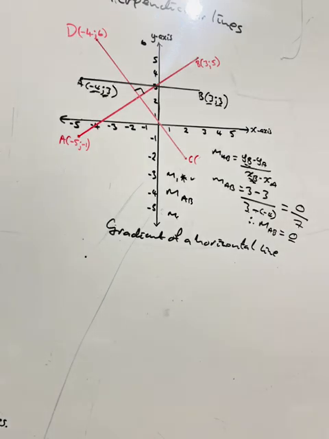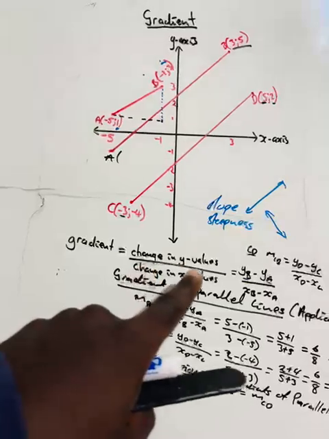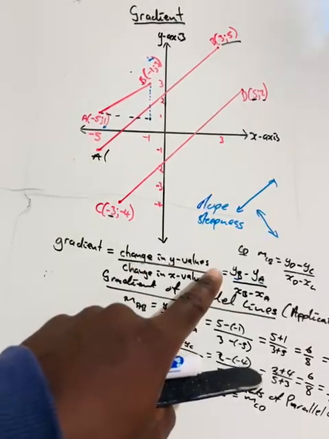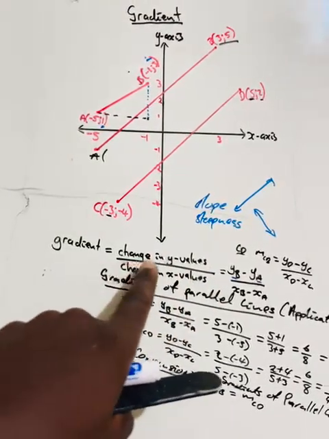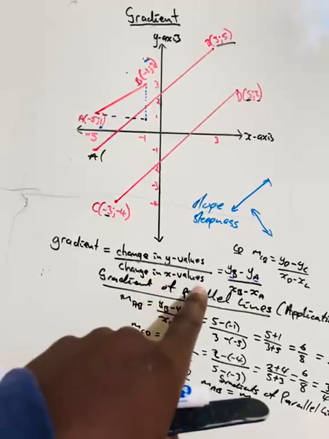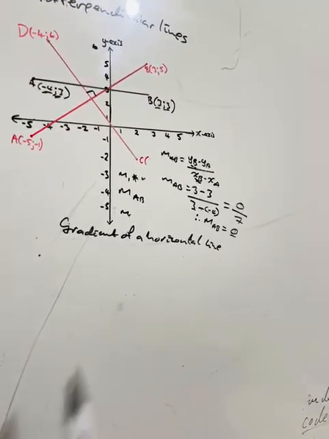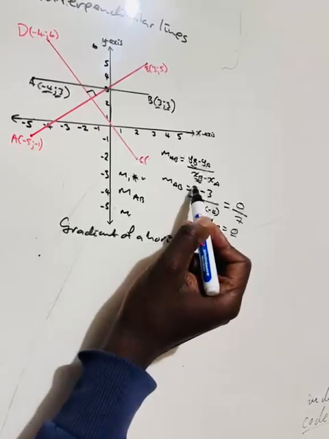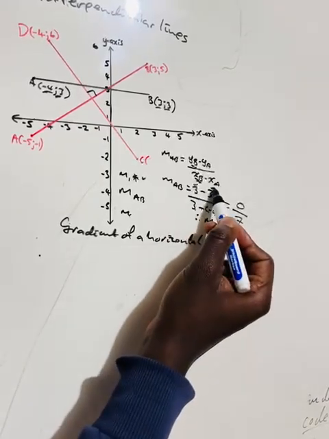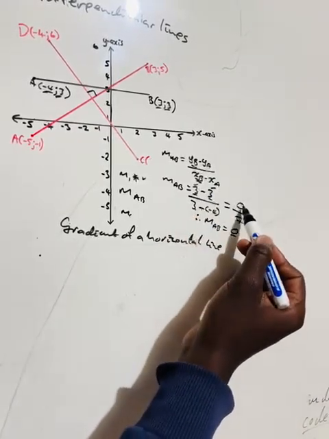Why are we having a 0? Because remember, here we said that gradient is equal to change in y values over change in x values. Let's come here. When we went for the YB minus YA, our y was at 3. Our y is still at 3. There was no change here. That's why there is 0.